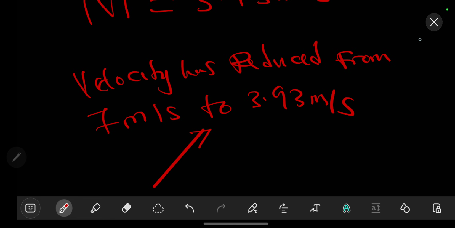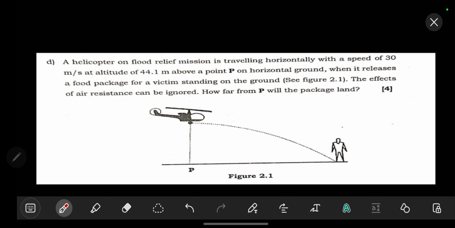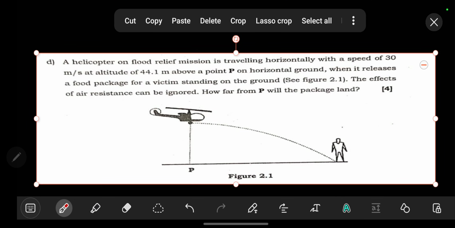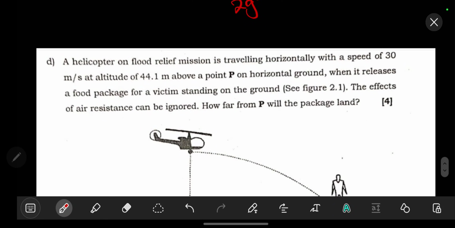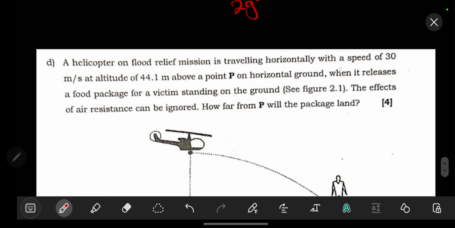Let's move on to our next question. Let's solve this one. It says that a helicopter on a flood relief mission is traveling horizontally with a speed of 30 meters per second at an altitude of 44.1 above a point P on the horizontal ground.